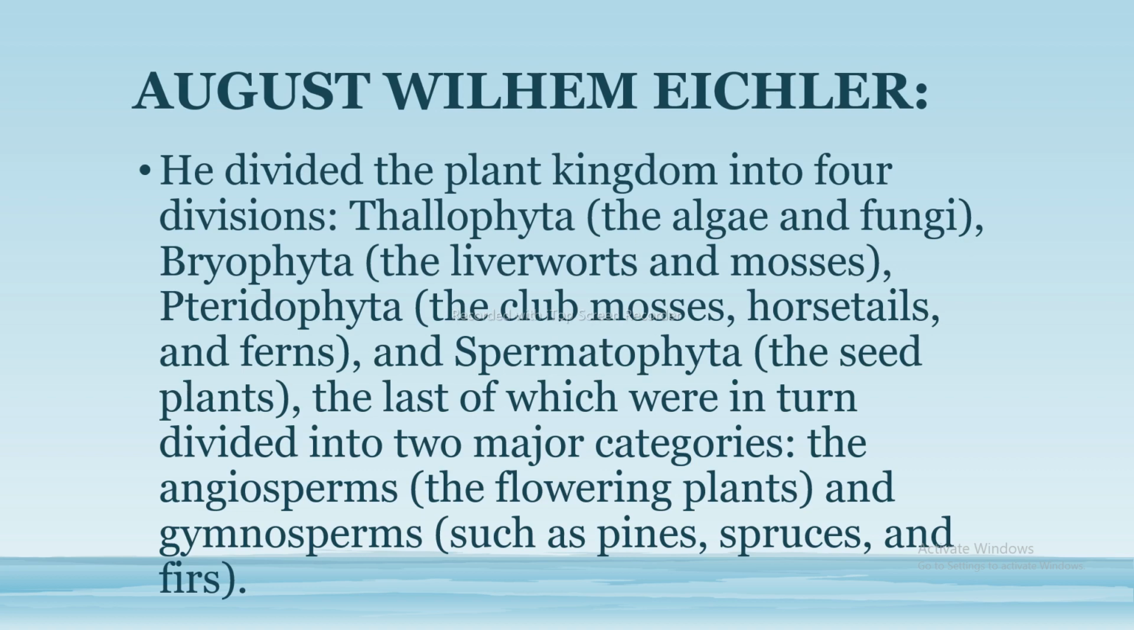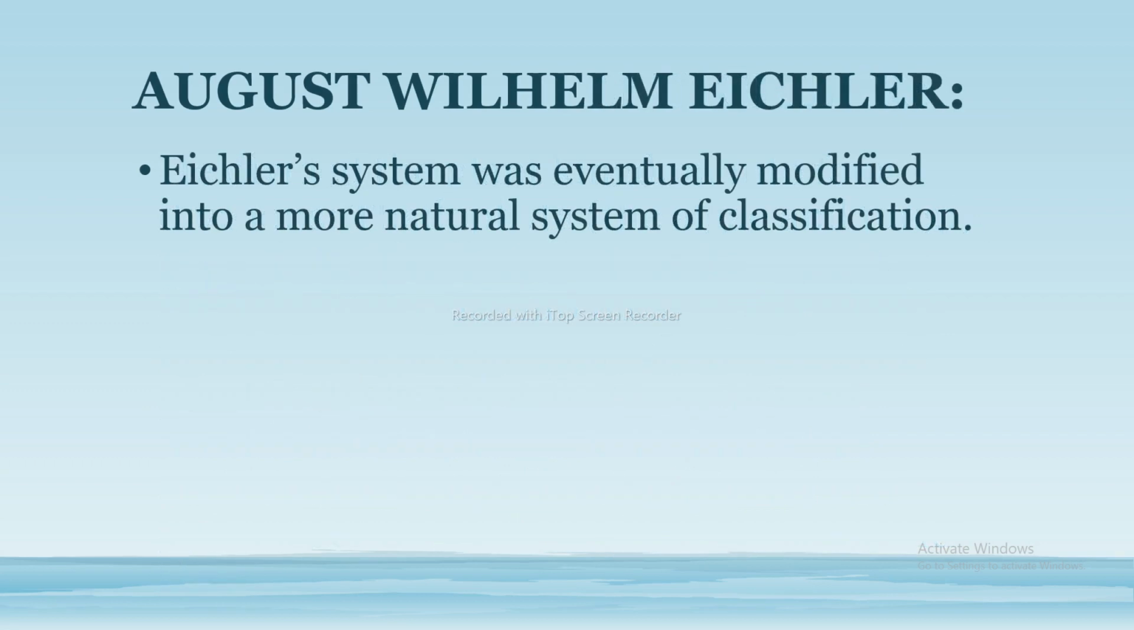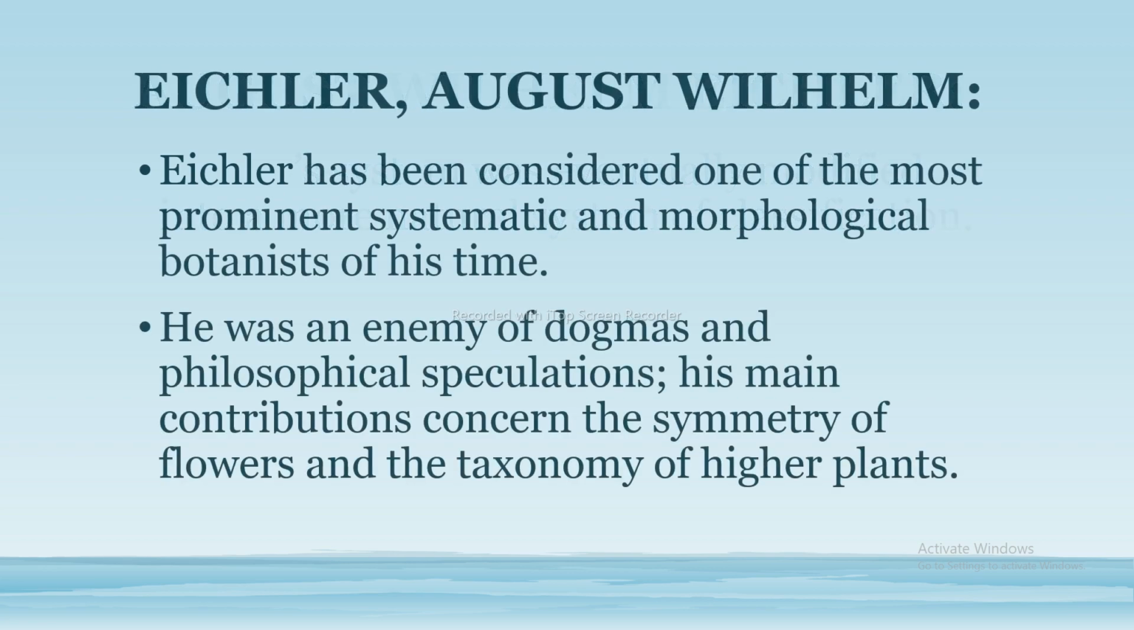The last of which was in turn divided into 2 major categories. The first is angiosperms, the flowering plants, and the second is gymnosperms. Gymnosperms include plants such as pines, spruces and firs. Eichler's system was eventually modified into a more natural system of classification.